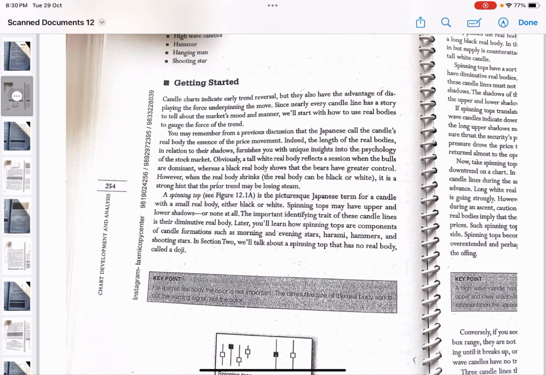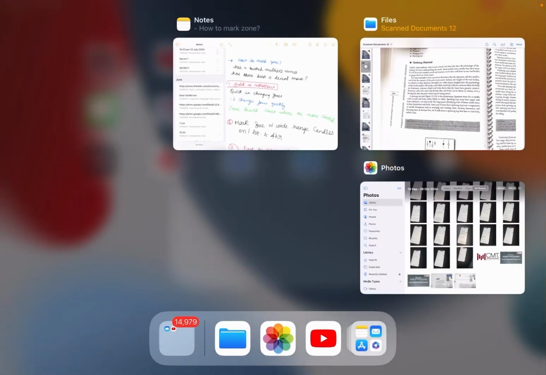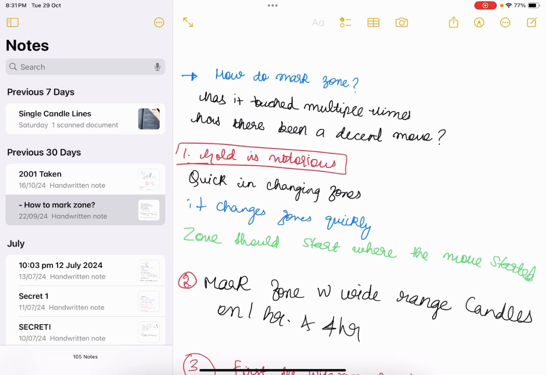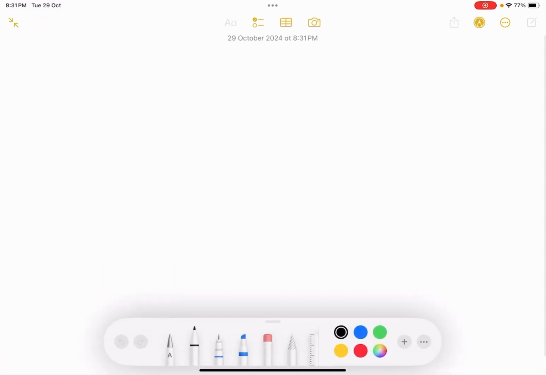However, when the real body shrinks, the real body can be black or white. It is a strong hint that the prior trend may be losing steam. So, very simple. Try to understand the different patterns. For example, just try to understand the psychology.